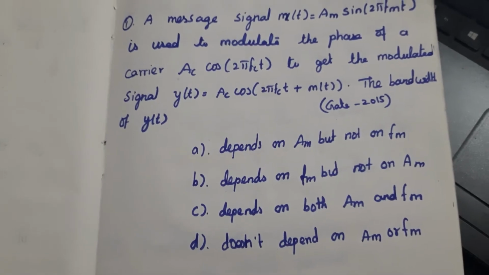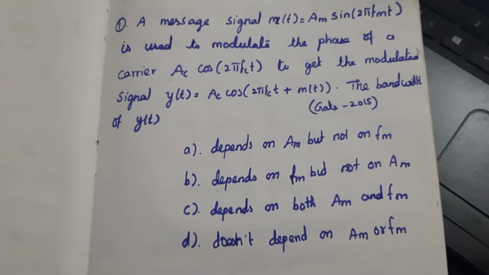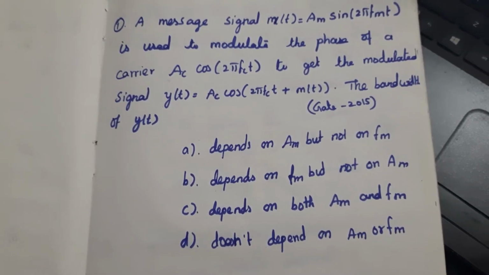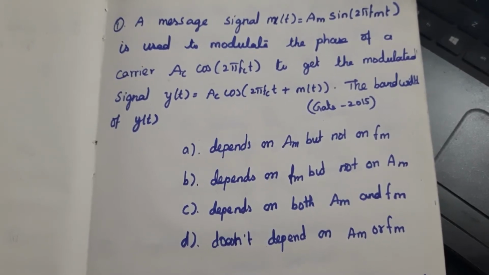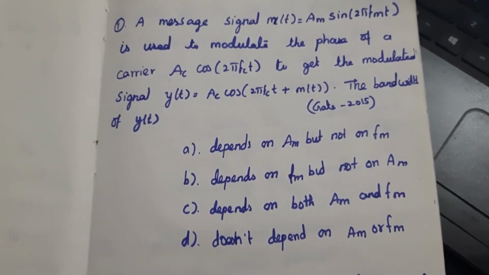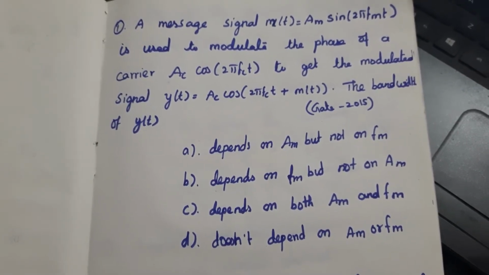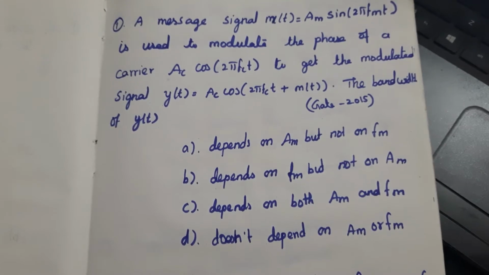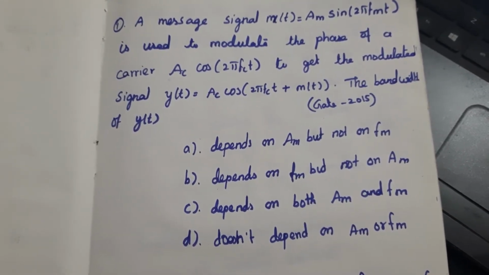First question, a message signal m(t) = Am sin(2π fm t) is used to modulate the phase of the carrier Ac cos(2π fc t) to get the modulated signal y(t) = Ac cos(2π fc t + m(t)). The bandwidth of y(t) is... Find the correct answer.